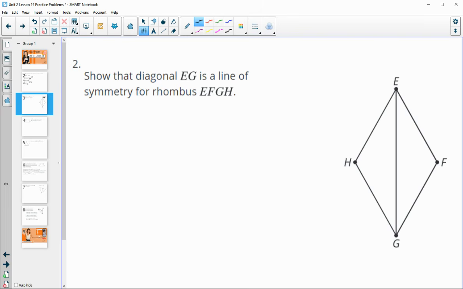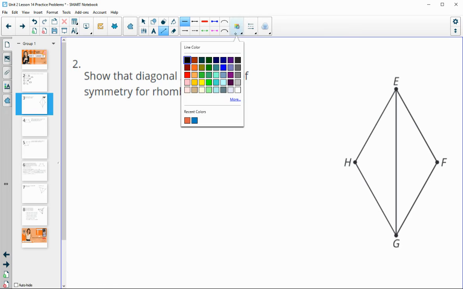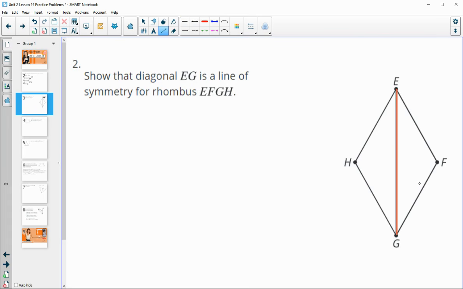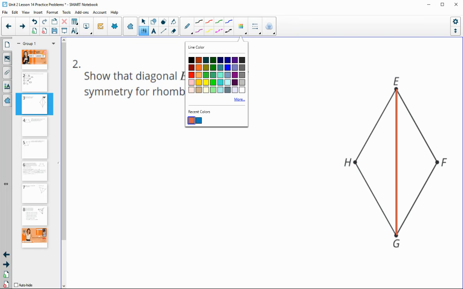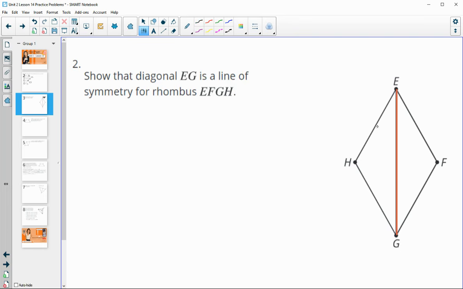Number 2, show that diagonal EG is a line of symmetry for this rhombus. So we want to show that this is the line of symmetry, meaning that these two triangles would be congruent. Now they told us that it's a rhombus, so we know that all 4 sides are congruent, since that's the definition of a rhombus. So we can start typing out our proof here.